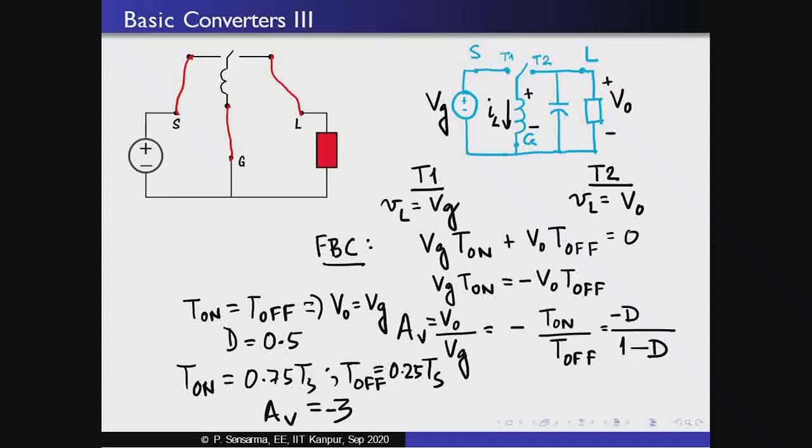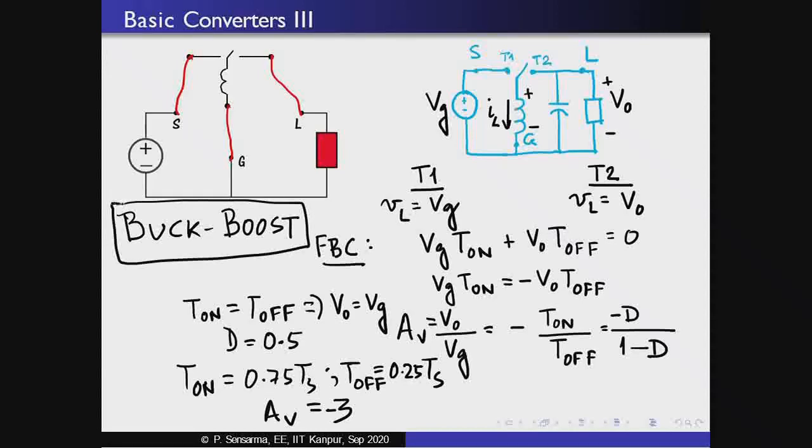So, it does both buck and boost. So, this converter is known as the buck boost converter. Okay. So, these are the 3 basic converters. There is one more, and we are going to see that converter when we start off with the capacitive switch cell. So, that is going to come in the next video.